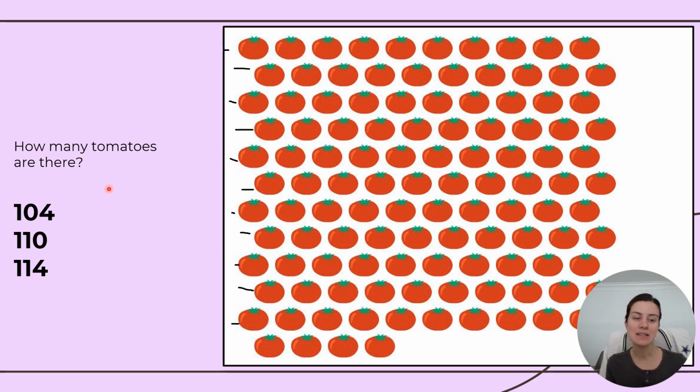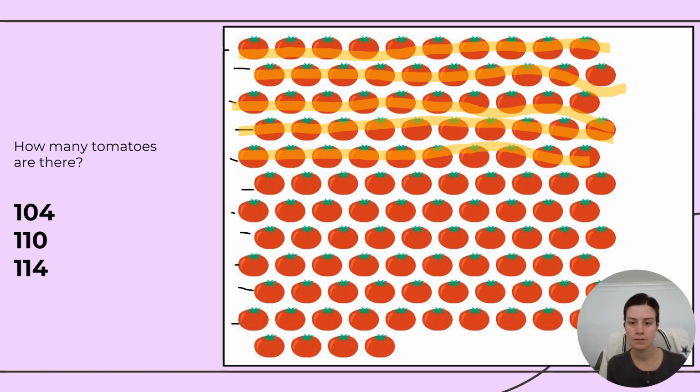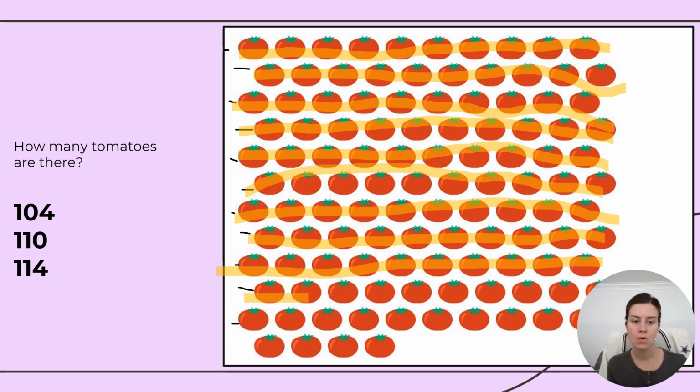Okay, how many tomatoes are there? I'm going to count by tens. 10, 20, 30, 40, 50, 60, 70, 80, 90, 100, 110. So I have 110, but I still need to count my ones.